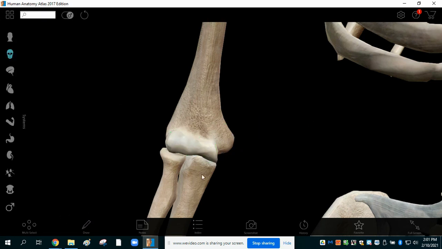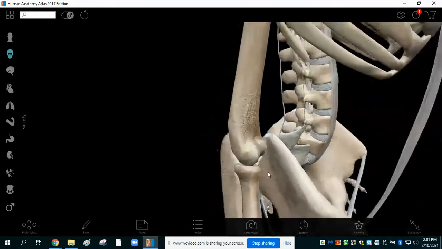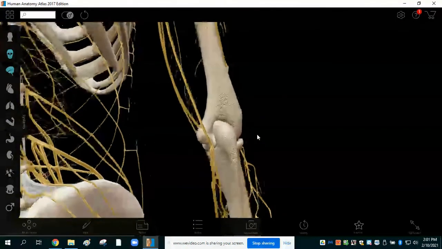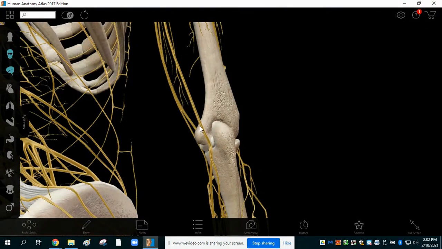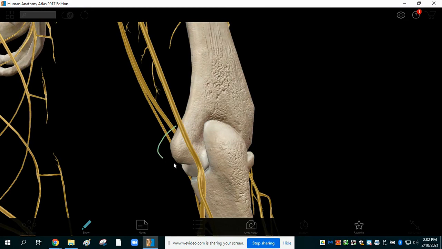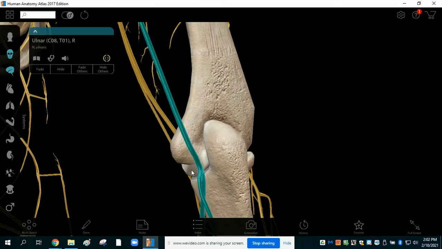Now, if I turn this around to the back, posterior view, I wanted to see if we could see that ulnar nerve. There it is. That's the nerve that we hit when we hit our quote-unquote funny bone, which is the medial epicondyle. So this nerve gets kind of squished there, and it does not care for that. See? Ulnar nerve.